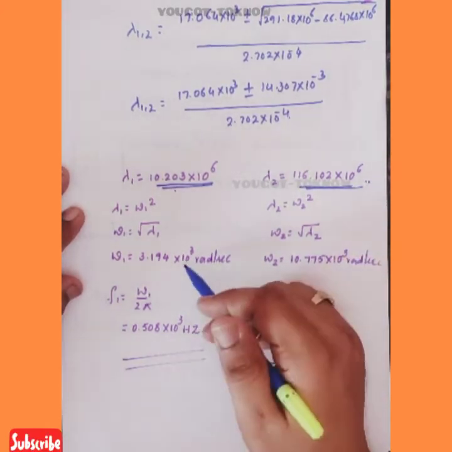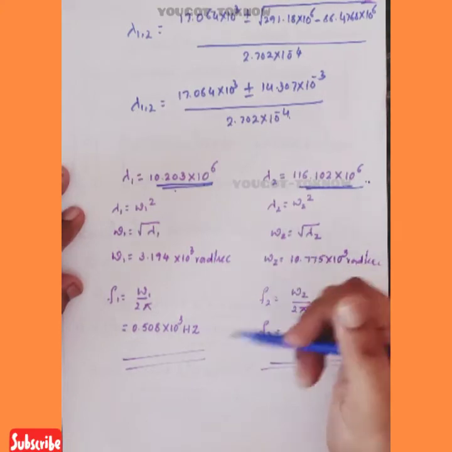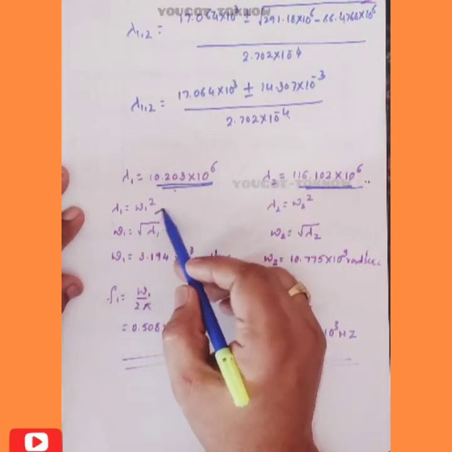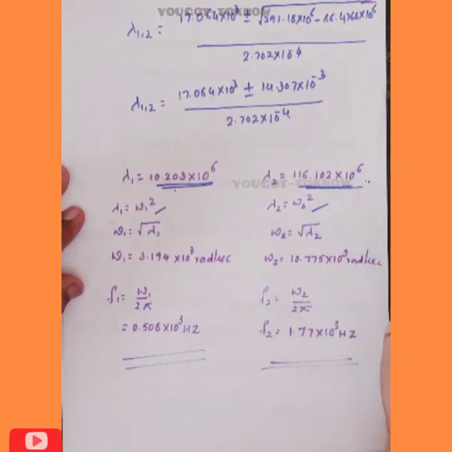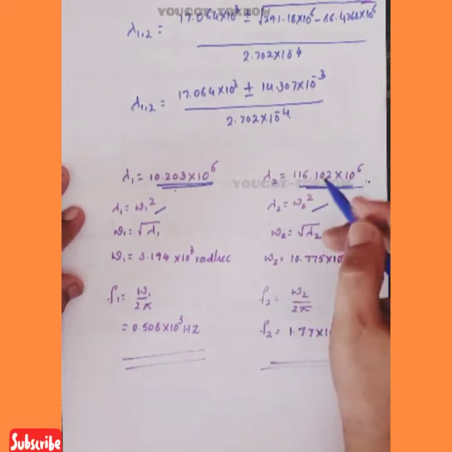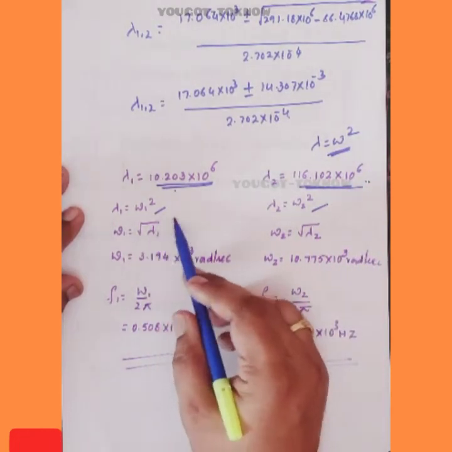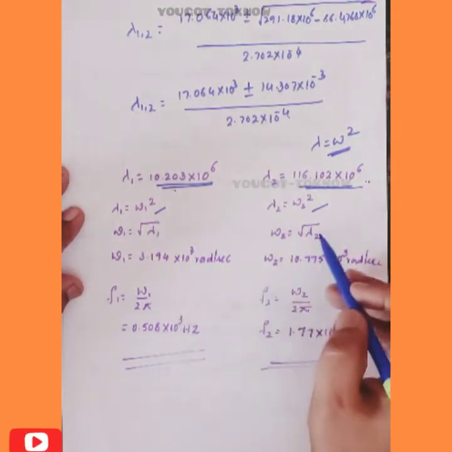Now, sometimes they ask you to determine in terms of radians per second, or frequency in terms of hertz. How to determine? Already we know that lambda 1 equals omega 1 square, lambda 2 equals omega 2 square. Generally, the general expression is lambda equals omega square. Now, how to calculate omega 1? Square root of lambda 1, square root of lambda 2, you are going to get omega 1 and omega 2.